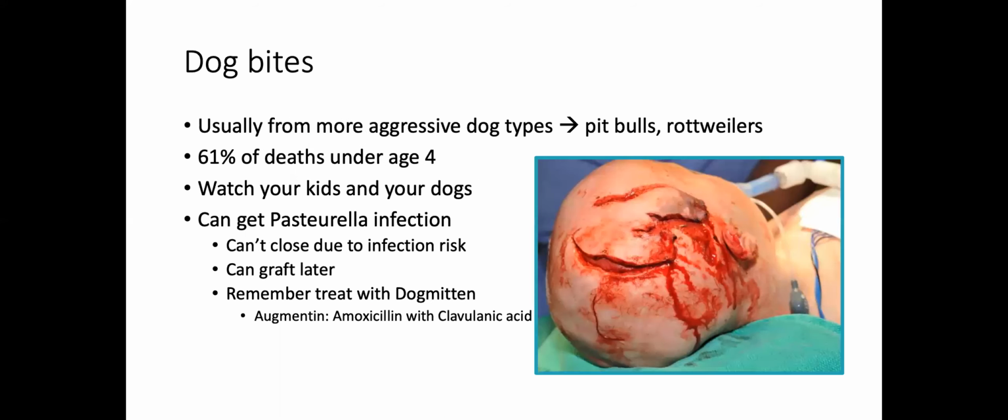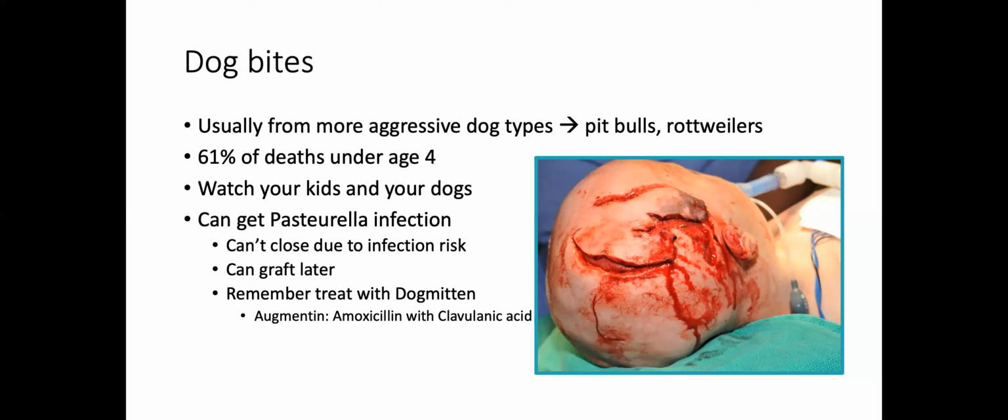Okay, dog bites. It's usually from the more aggressive dog types like pit bulls or Rottweilers. 61% of deaths occur under age 4 from dog bites. Watch your kids, watch your dogs. You may think, well, my dog is so sweet, but kids don't understand. Sometimes they'll pull a dog's tail or put their hands near its mouth. Maybe your dog is not mean, but it just doesn't understand that this is a child and they don't understand what they're doing.